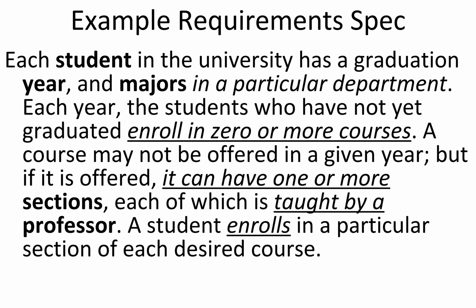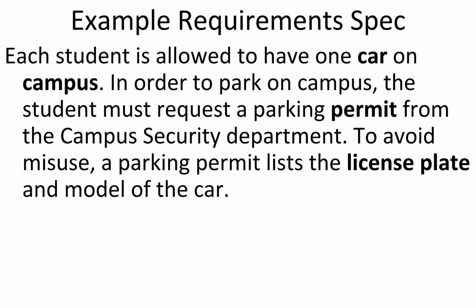Each student in the university has a graduation year and majors in a particular department. Each year, the students who have not yet graduated enroll in 0 or more courses. A course may not be offered in a given year, but if it is offered, it can have 1 or more sections, each of which is taught by a professor. A student enrolls in a particular section of each desired course.